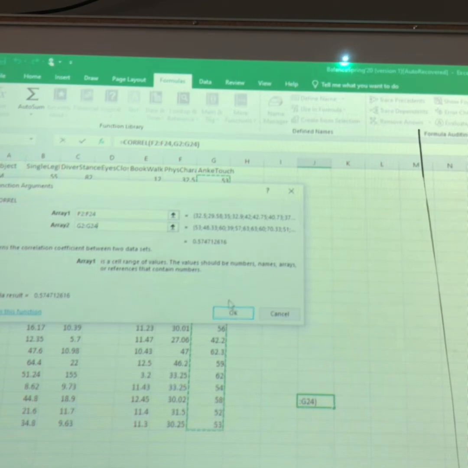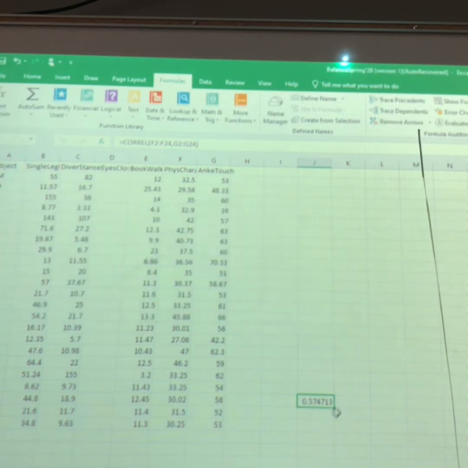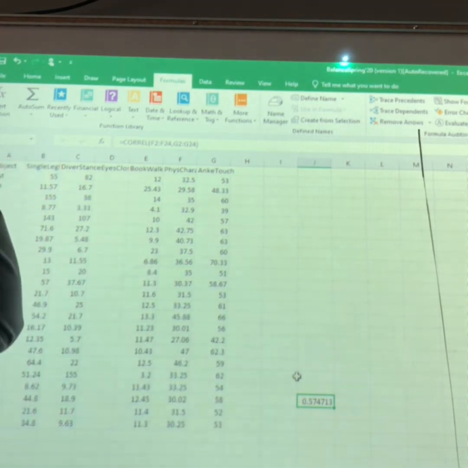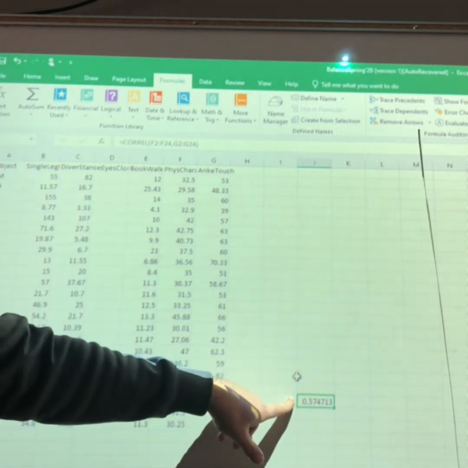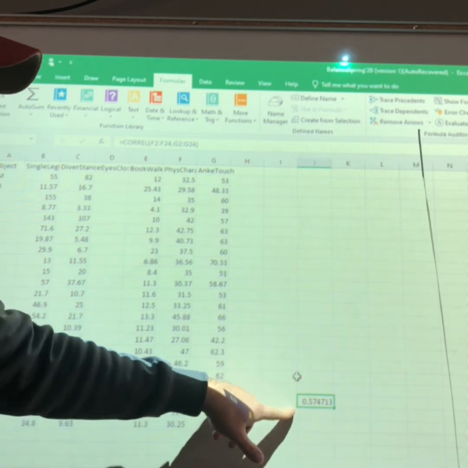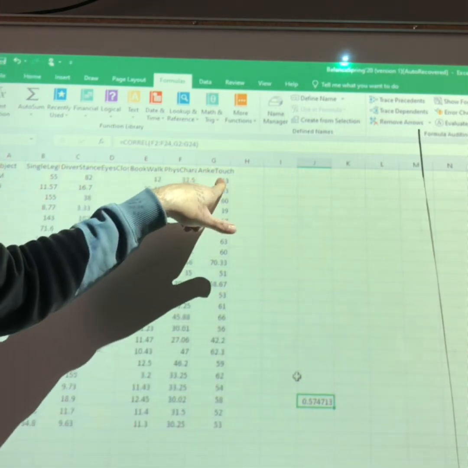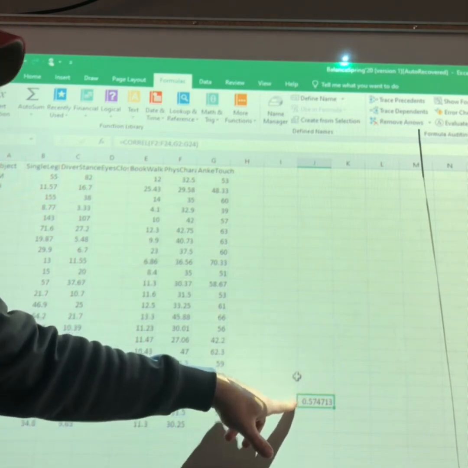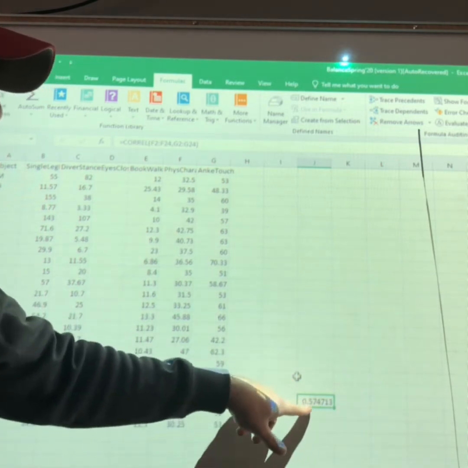We click on OK. We have our value right down here, right? So our value with our correlational study is a 0.57. And it's positive, meaning there's a positive relationship between our physical characteristic and our ankle touch. Now, again, we're looking at directionality with a positive value. But we also want to talk about the strength of this relationship.